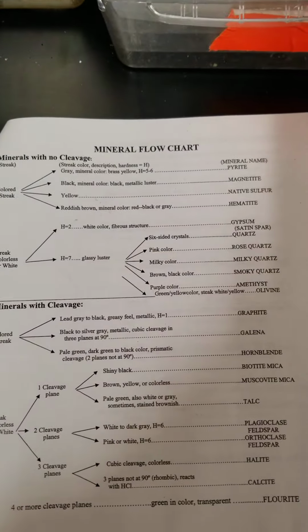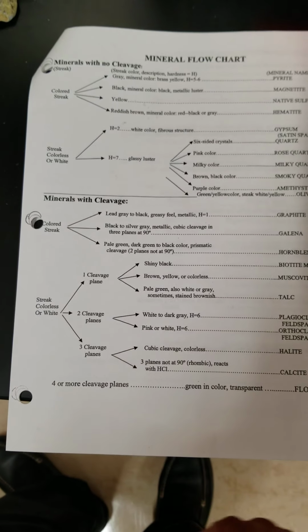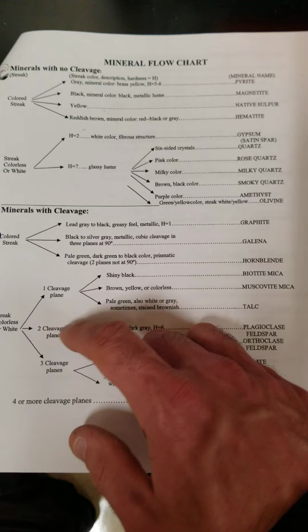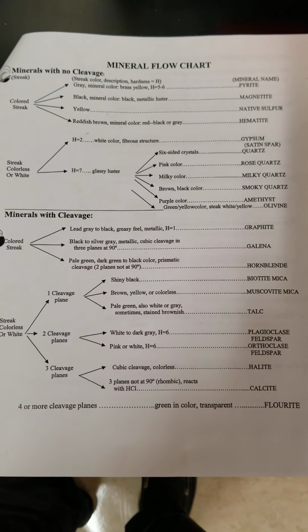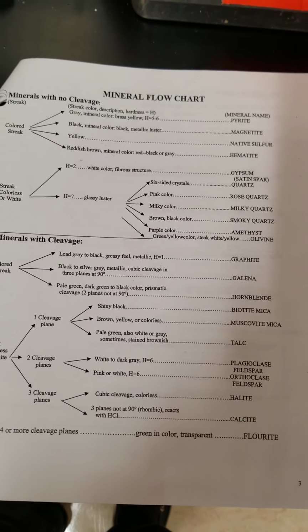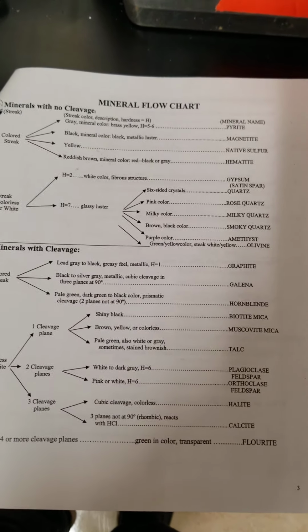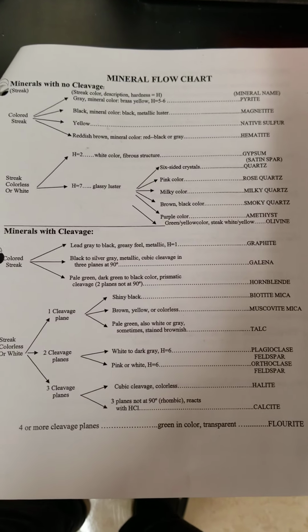Okay, down on the bottom, again, these are the cleavage ones. The only difference, you have colored streak, colorless or white streak. They have cleavage planes that you have to pay attention to. So remembering, one cleavage plane means it's layered or flat. So if you see layering in the side of the mineral sample, that is one plane of cleavage.